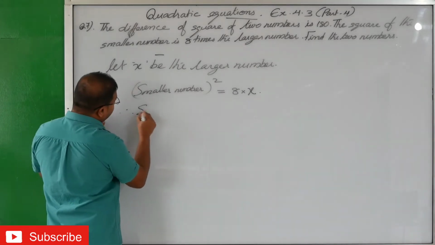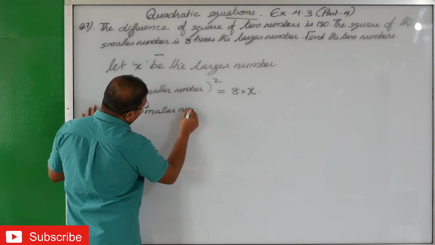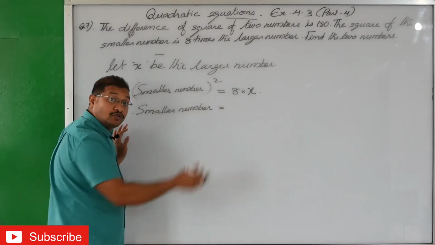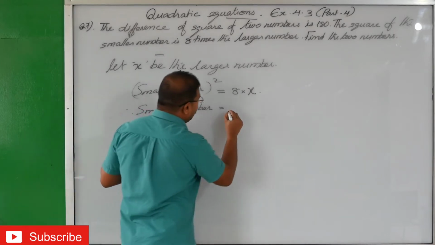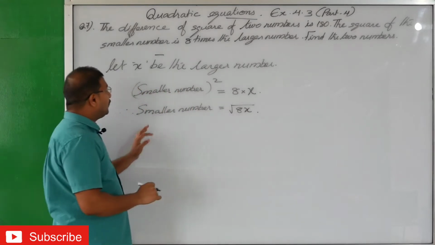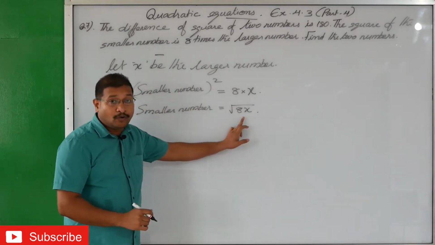Therefore, smaller number equals, the square goes to the next side as square root, that means square root of 8x. Ready? Now we got it. The larger number is x and the smaller number is root 8x.